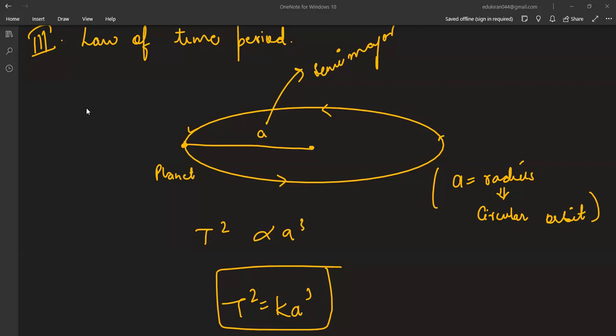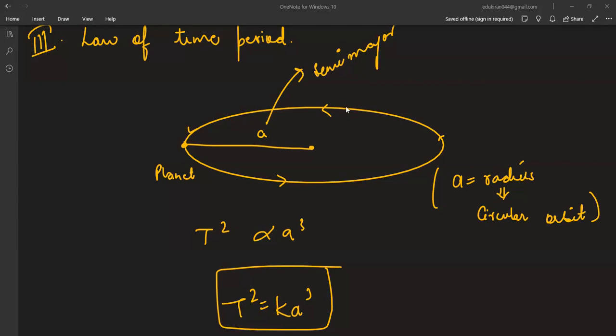Ma'am, so we're assuming it to be circular? See, you have to assume it to be a circle. One radius only you can take for your calculation. Otherwise, the real concept which is present in reality is not such a small formula like this. For every portion, you have a separate formula. But at your level, for class 11th in your syllabus, you just have this law of time period.